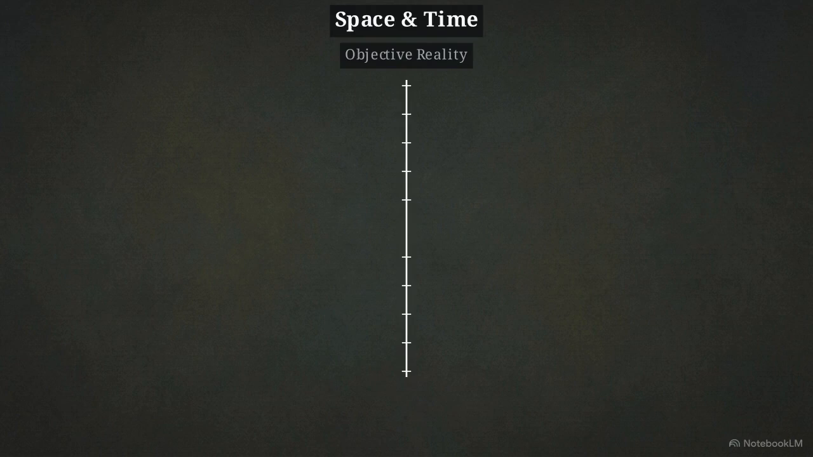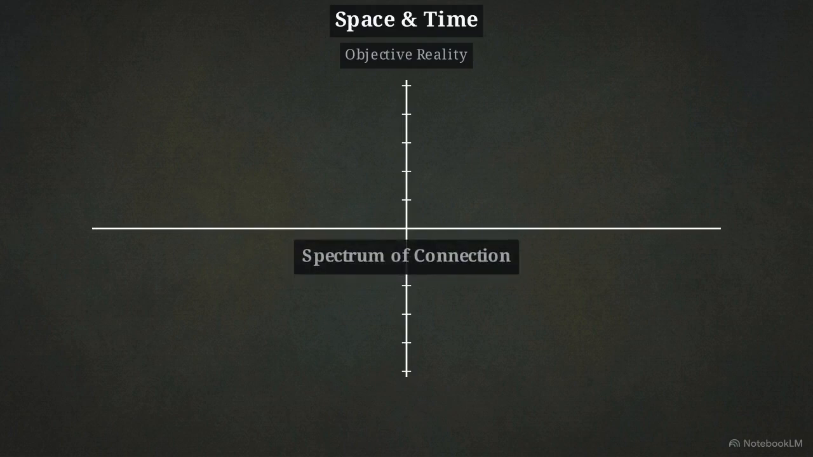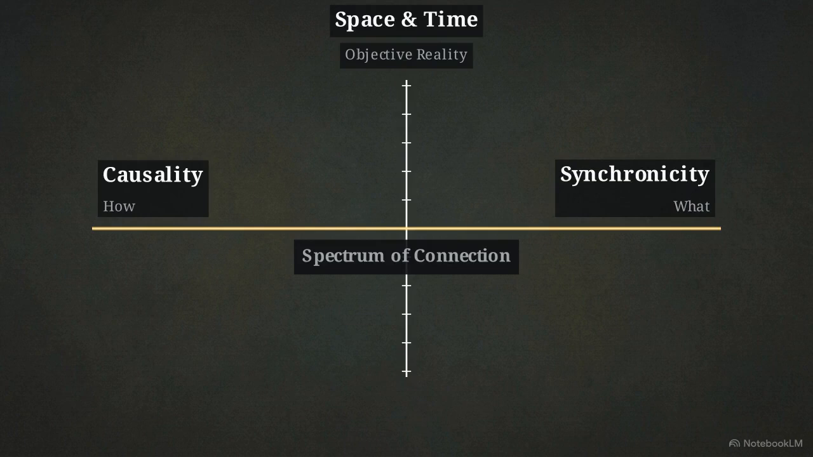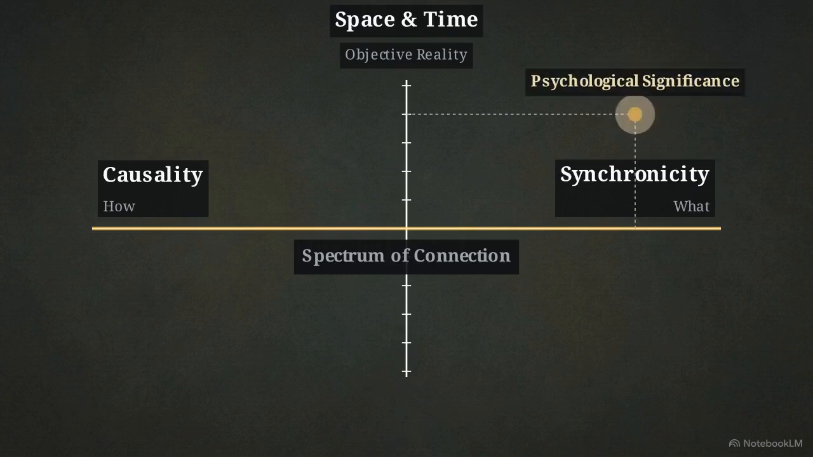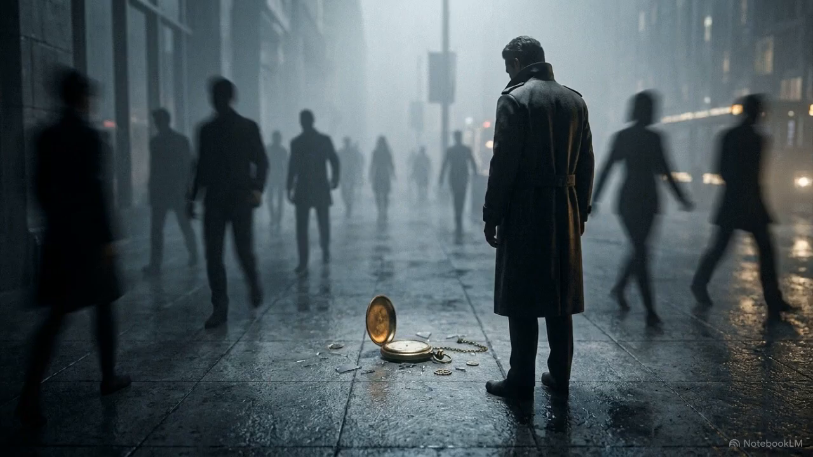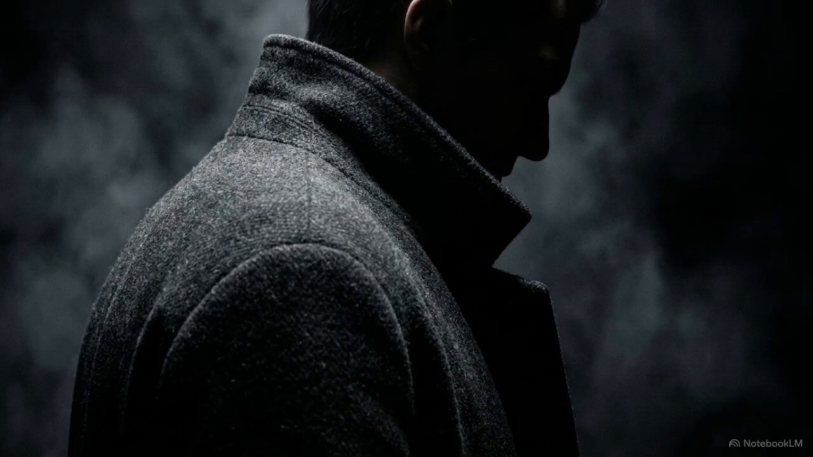Then we cross it with a horizontal axis, which maps a spectrum of connection. On the far left, we have causality, which explains how something happens. On the right side, we have synchronicity, which explores what an event means to the observer. An event elevates to a true synchronicity only when it plots itself right here. It breaks away from physical cause and moves into the territory of psychological significance. For a coincidence to hit this mark, it must physically happen in real space and time, but its connection to your life is governed entirely by non-rational meaning.